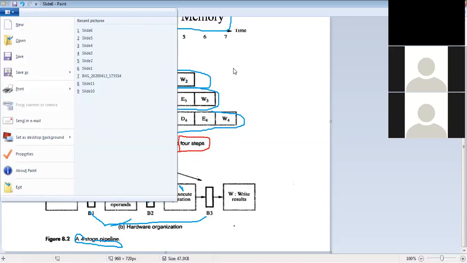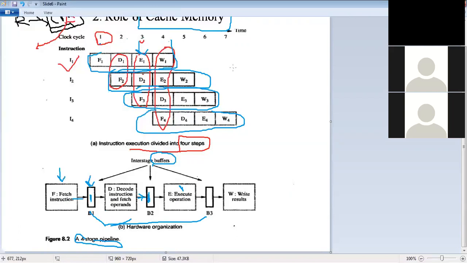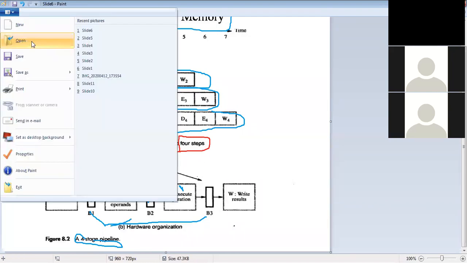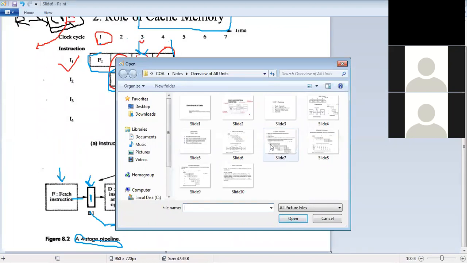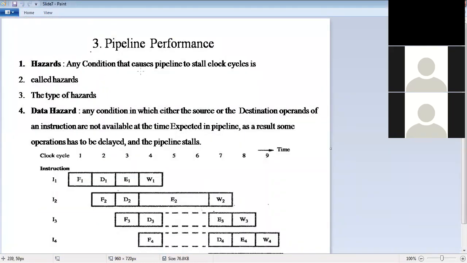So the role of cache is very important as far as the execution of instructions is concerned, because we cannot think of the ideal case all the time. It may happen that every unit may require extra clock cycles for the execution, for the decode, for the fetch, likewise. So let me discuss the various hazards here. A hazard is a kind of condition that causes the pipeline to stall the clock cycle.